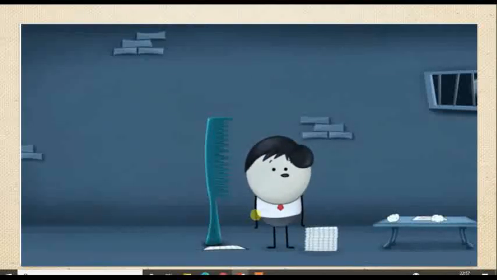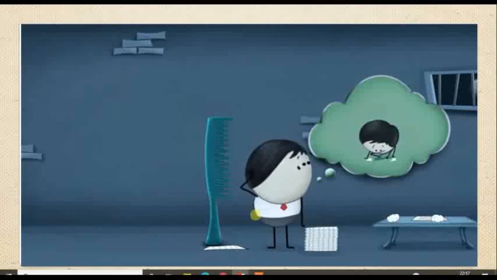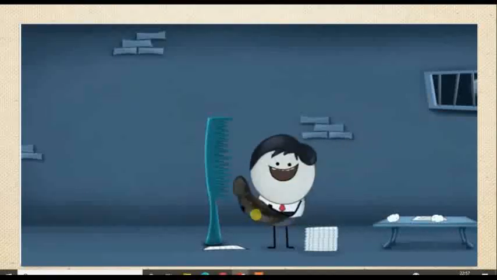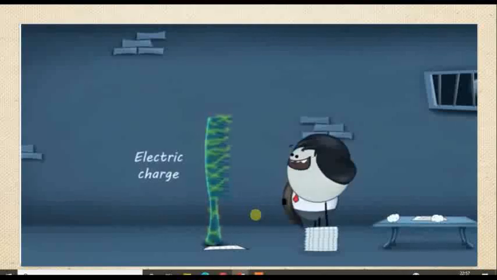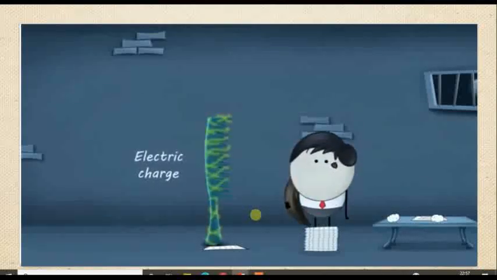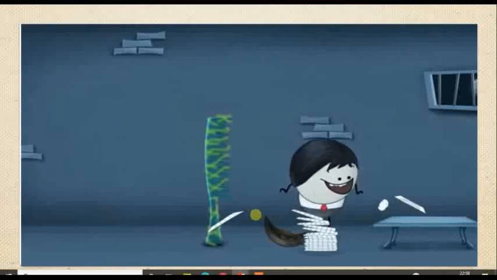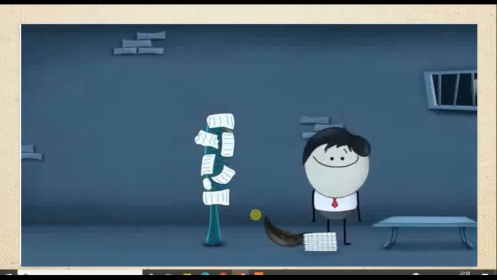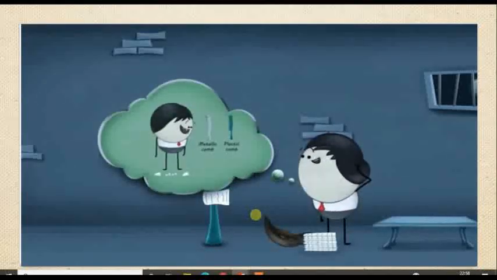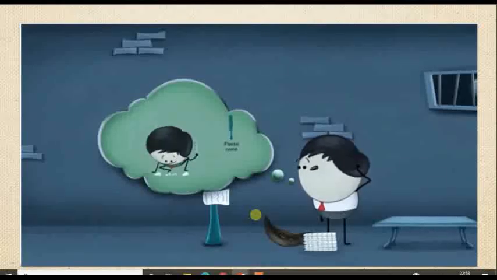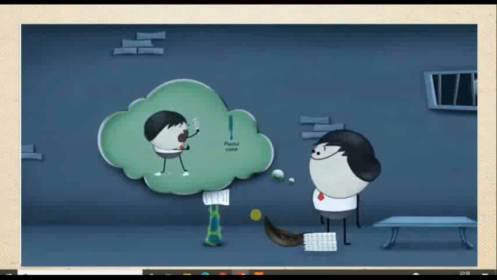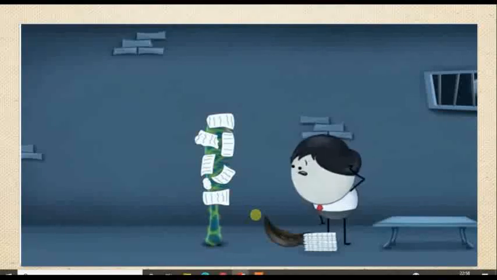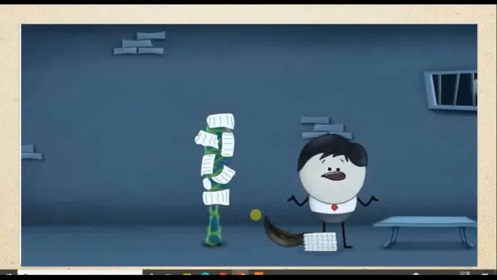So, after rubbing the plastic comb on our dry hair, why was it able to attract the pieces of paper? I will tell you why. When we rubbed the plastic comb on our dry hair, it gained an electric charge. Once it got electrically charged, it got the ability to exert a force on the pieces of paper and attract them. This charge is called as static electricity. However, do you think, like a plastic comb, a metallic comb would also attract the pieces of paper? Nope, you are wrong. A metallic comb will not attract the pieces of paper like the plastic comb. Wondering why is that so?